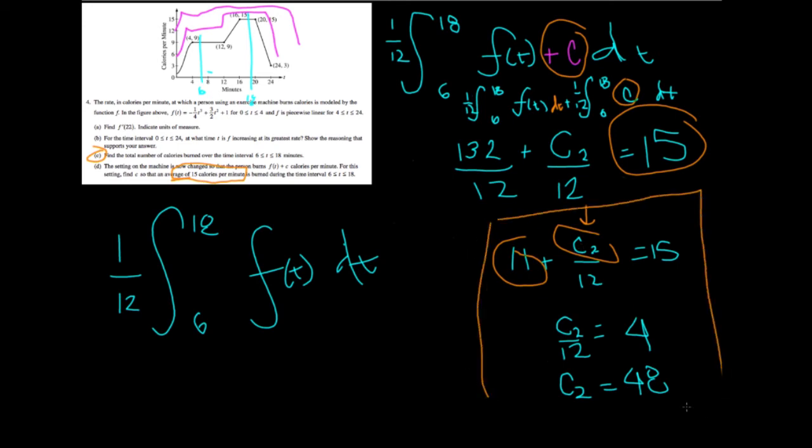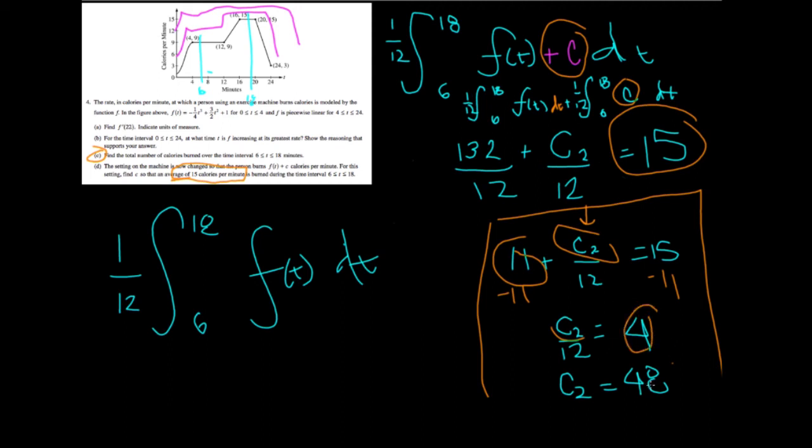So we're just going to be doing some little math calculations from here on out. So we're subtracting 11 from both sides. And then we're getting c sub 2 over 12 equal to 4. So then c sub 2 is equal to 48. So that's great, but don't make the mistake of saying that c is equal to 48, because it's not.